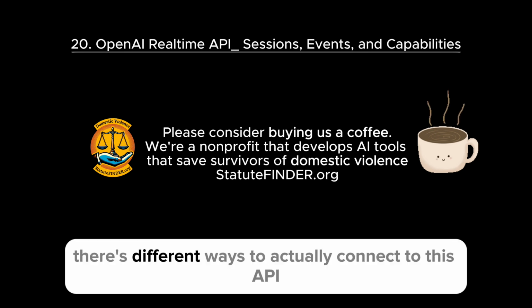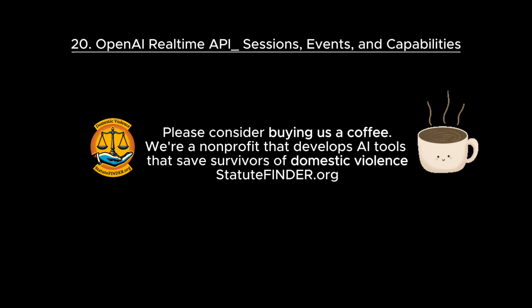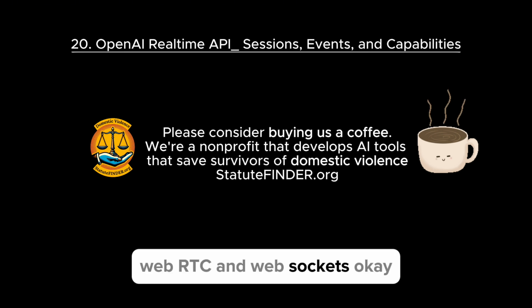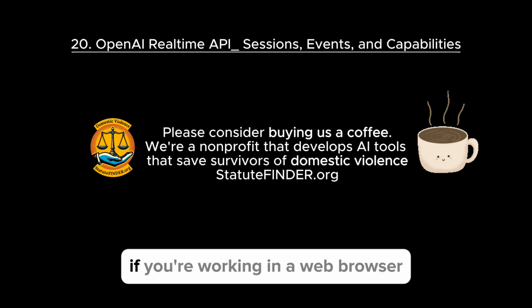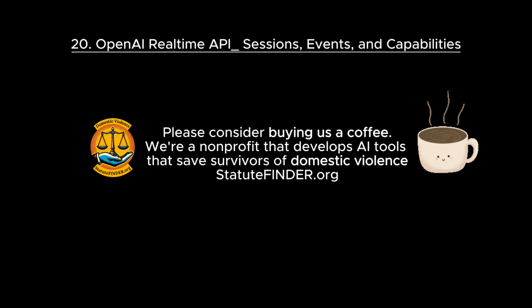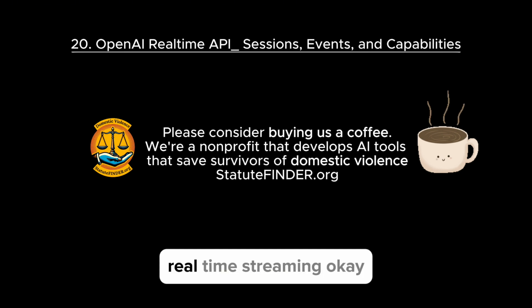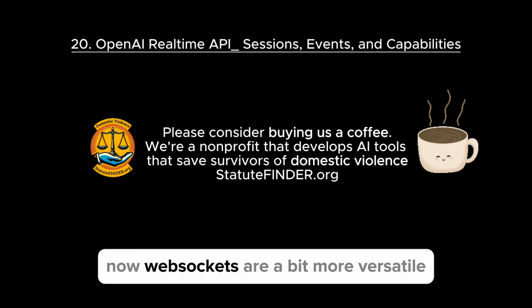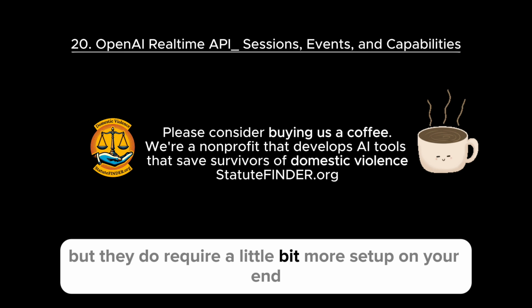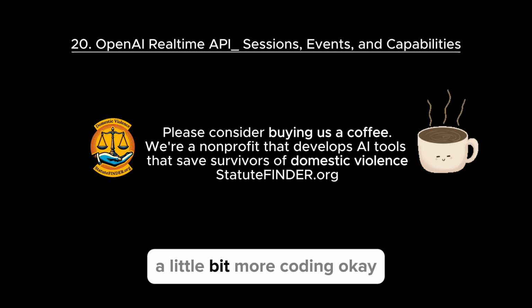And I'm assuming there's different ways to actually connect to this API. There are two main ways to connect: WebRTC and WebSockets. WebRTC is really great if you're working in a web browser because it uses the browser APIs to send the audio back and forth, and it's specifically designed for real-time streaming. WebSockets are a bit more versatile. You can use them for a wider range of applications, but they do require a little bit more setup and coding on your end.